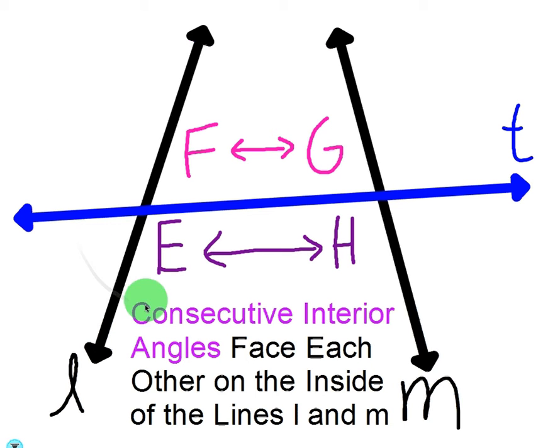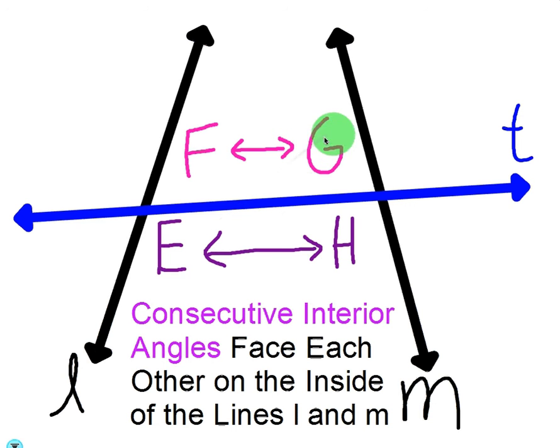Okay, so here's kind of a more involved expression or angle concept, consecutive interior. The best definition that works for me at least is that they face each other, and since they're interior, we know they're on the inside. So consecutive means that they face each other. Notice that F and G are right across from each other. So F and G are consecutive angles, okay? E and H face each other on the inside, so they are also consecutive interior angles.